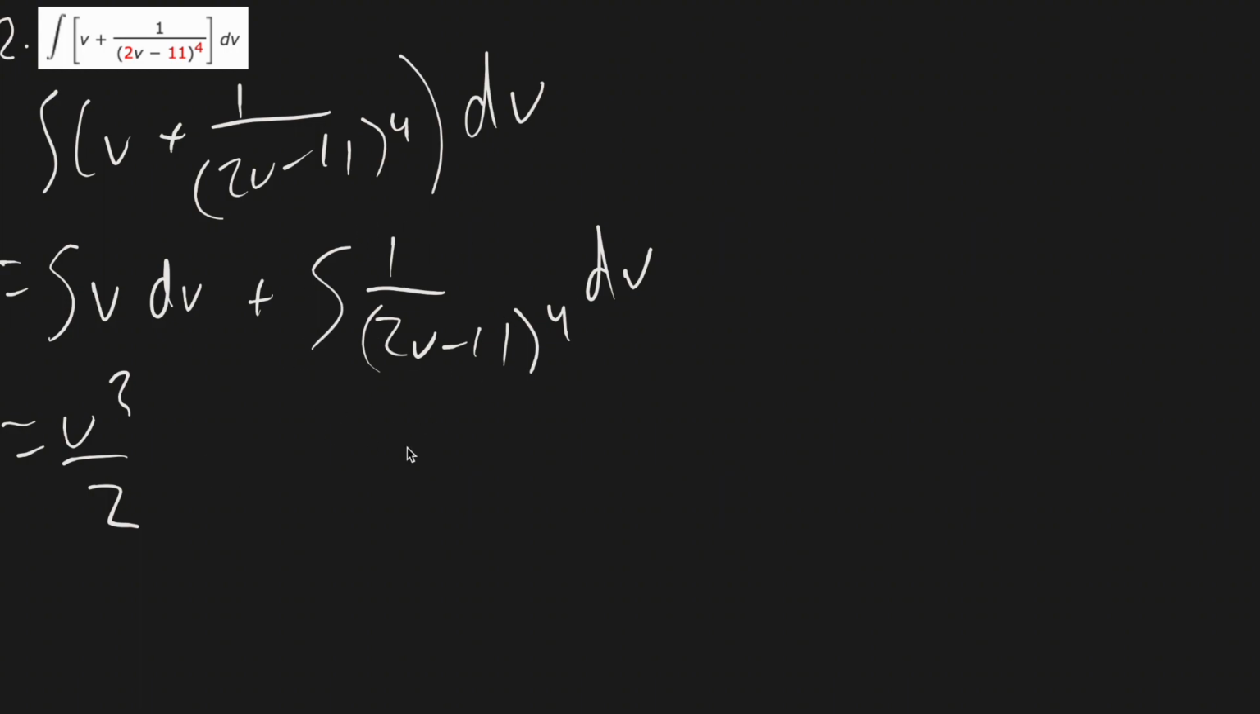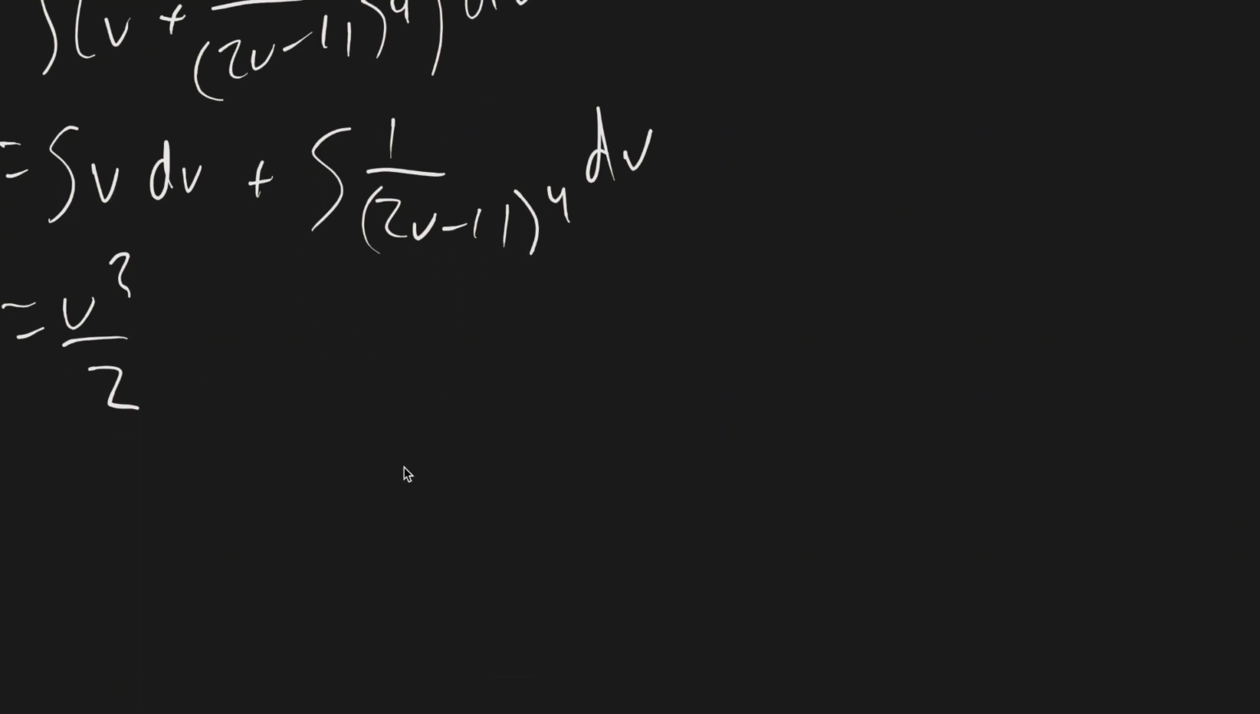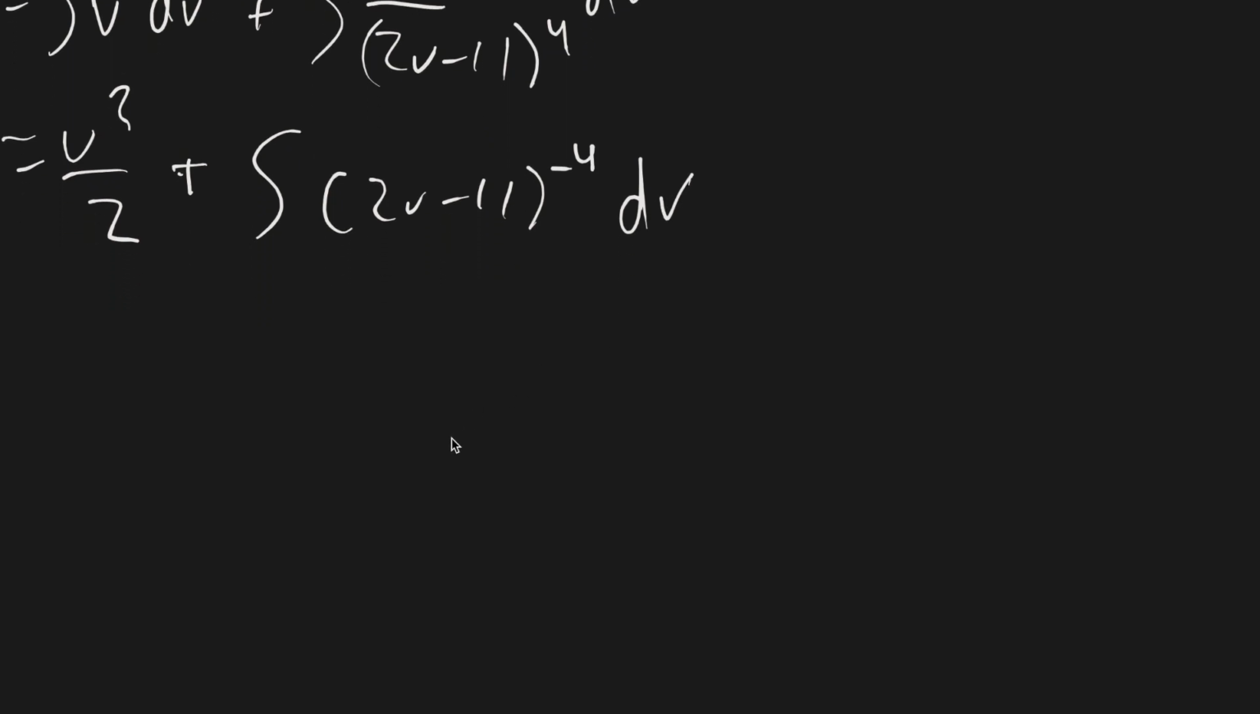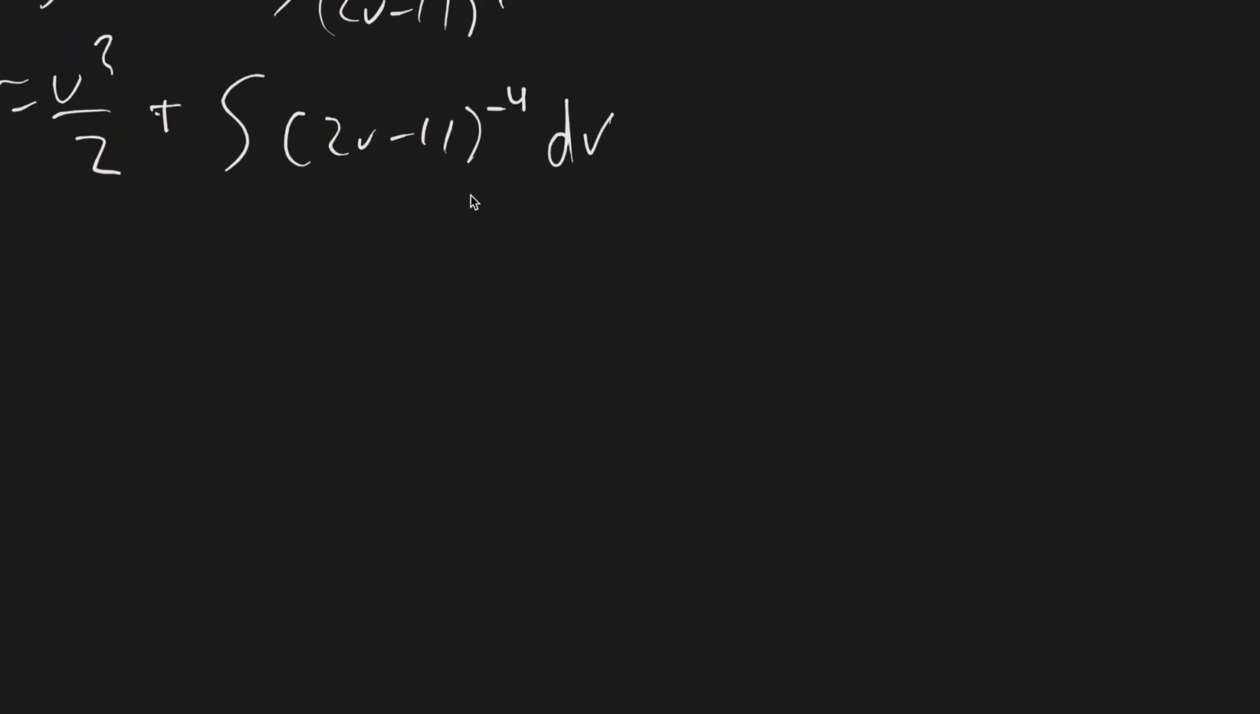Integrating this term is going to be more difficult though. First, let's rewrite this with a negative exponent. Let's write plus the integral of 2v minus 11 to the negative 4 dv. We're going to do u substitution to integrate. Let's do that on the side. We're going to set u equal to 2v minus 11, meaning that du is going to be 2 dv.